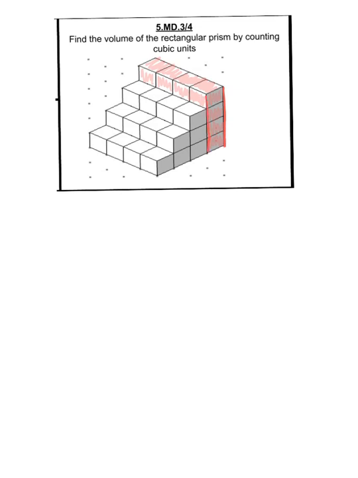So we have 1, 2, 3, 4 cubes. Going up, it has a height of 4. And then going across, it's 1, 2, 3, 4. Okay, so it's a 4 by 4. So that means that little piece of it that I shaded red has an area of 16.